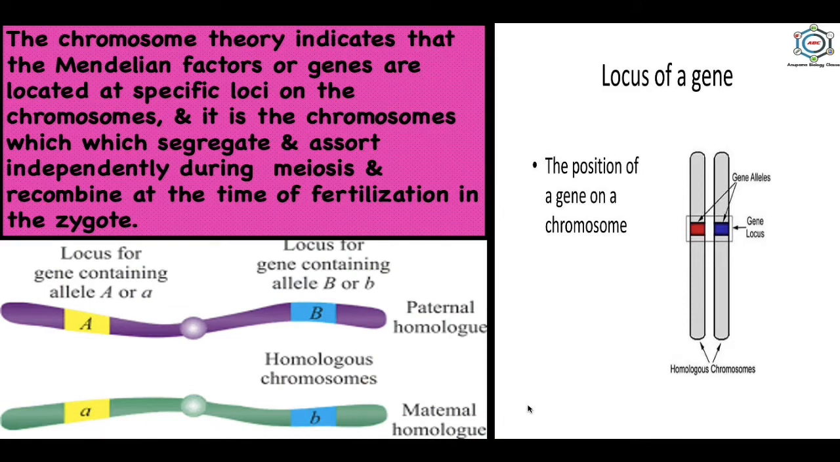In this picture you can see the homologous chromosomes and the position of a gene on the chromosome, and this position is called the locus. According to this chromosomal theory, cytology and genetics converged as cytogenetics.